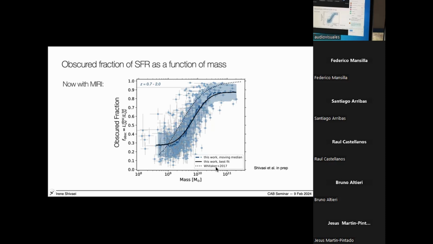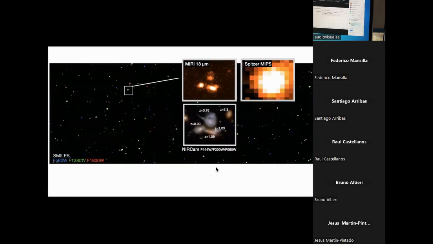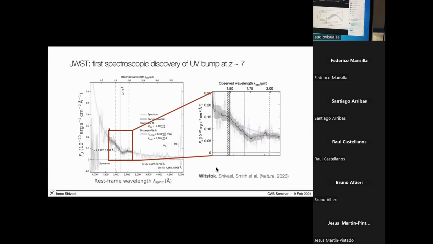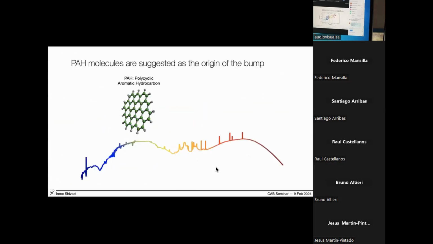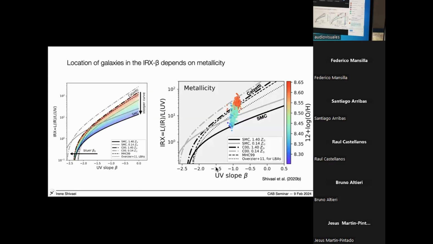And the other question: I think I saw the IRX plot versus beta slope. You were comparing with SMC values, and I thought I saw the SMC quoted as 1.4 solar metallicity. Yes. I was wondering if you could explain that, because in the massive star field, the SMC is the reference for low metallicity environments. So that was a bit shocking. And also, if you know what kind of sightlines they use for that, because obviously the SMC is resolved.